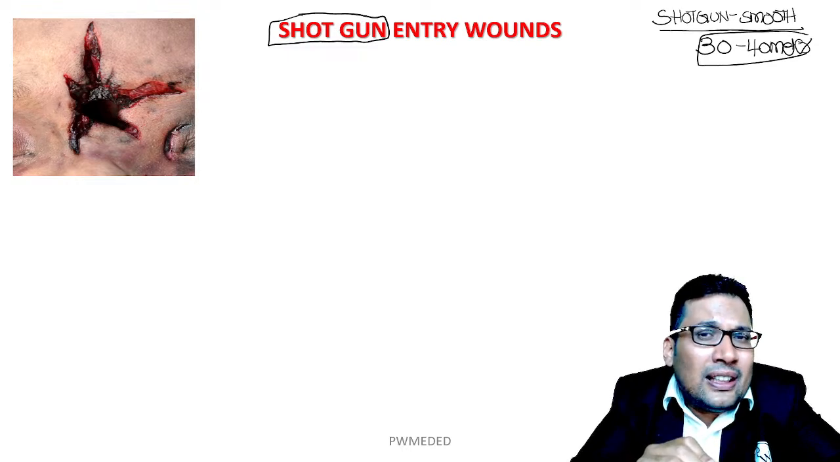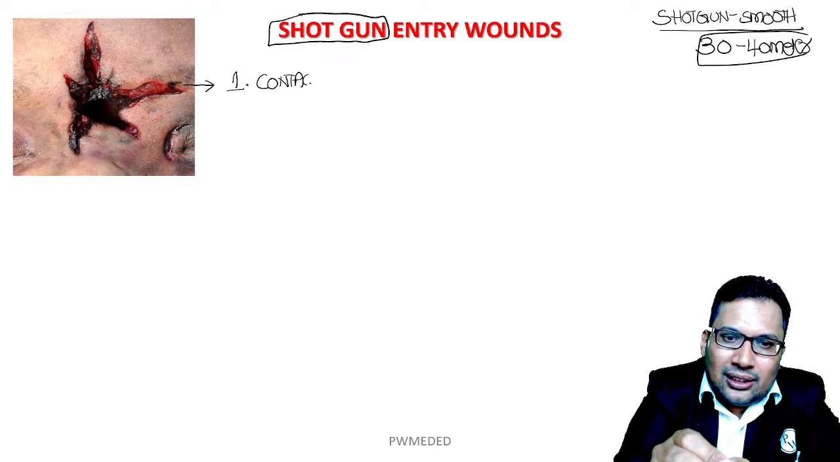In shotgun, remember, the range is 30 to 40 meters. Very good. Good question. Some students are answering, interacting with me. That's really great. So in shotgun, there are 5 types of wounds. What are the 5 types? Contact shot, close shot, near shot, intermediate shot, and distant shot.